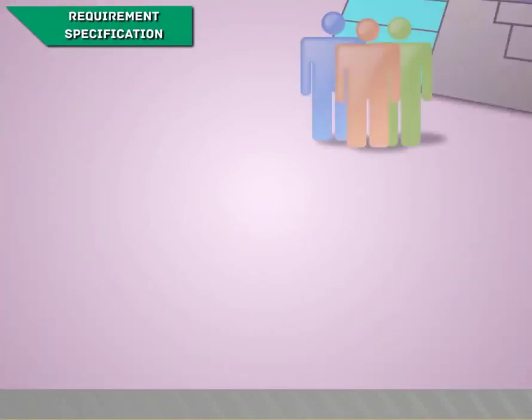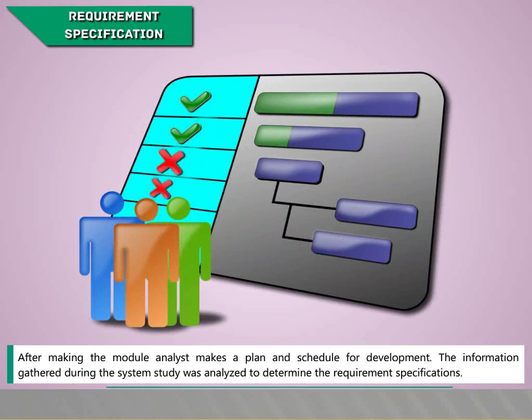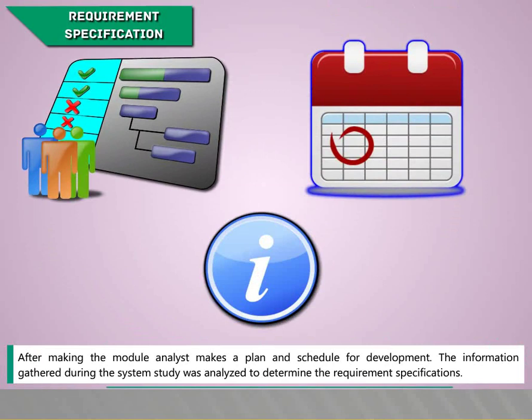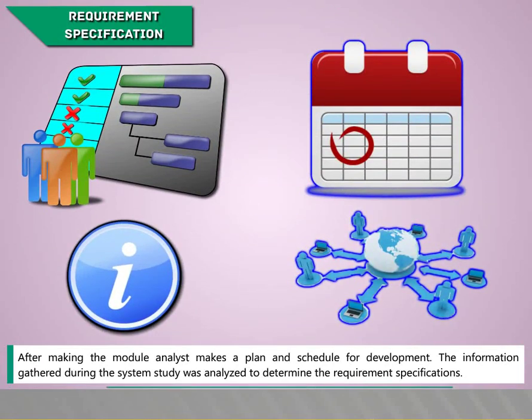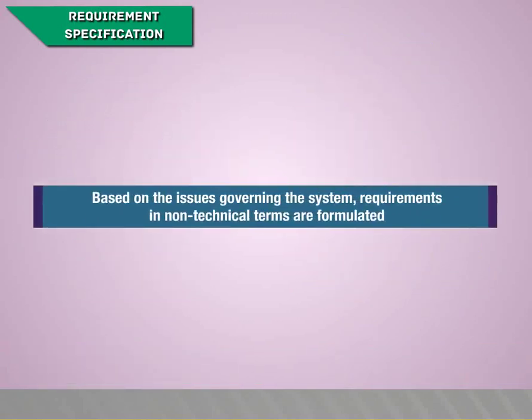Requirement specification. After making the model, the analyst makes a plan and schedule for development. The information gathered during the system study was analyzed to determine the requirement specifications. Based on the issues governing the system, requirements in non-technical terms are formulated.